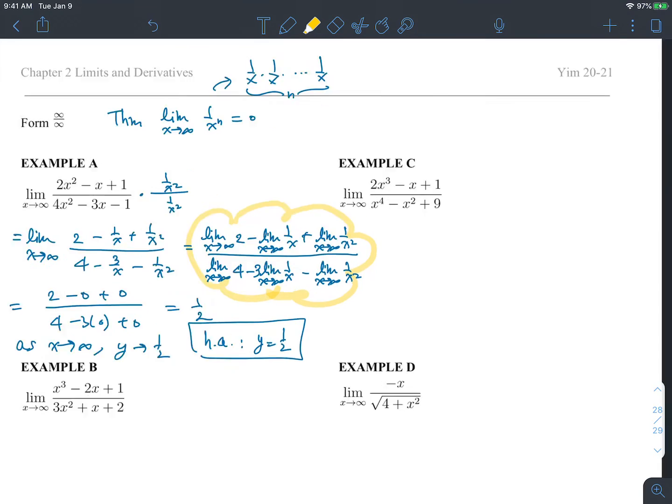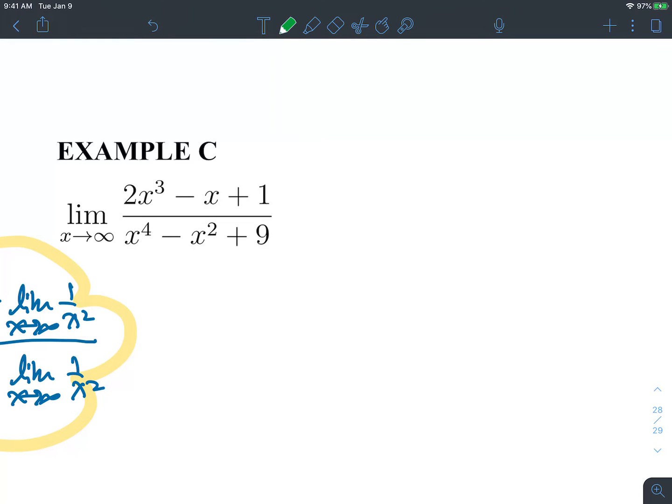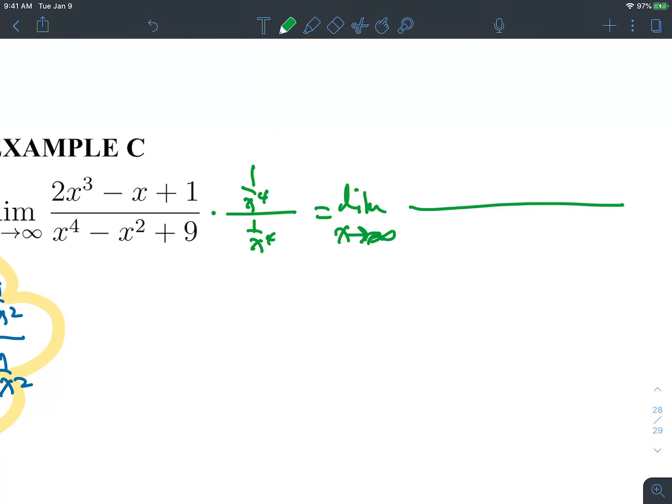Okie doke. How about this one, guys? Let me choose green. I feel like green right now. Once again, I'm going to multiply by the reciprocal of the leading term of the denominator. It's 1 over x to the 4th. 1 over x to the 4th gives you the limit as x goes to infinity, and that will yield 1 minus 1 over x squared plus 9 over x to the 4th, and we have 2 over x minus 1 over x cubed plus 1 over x to the 4th.